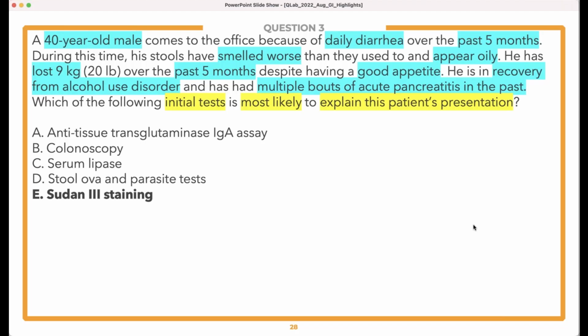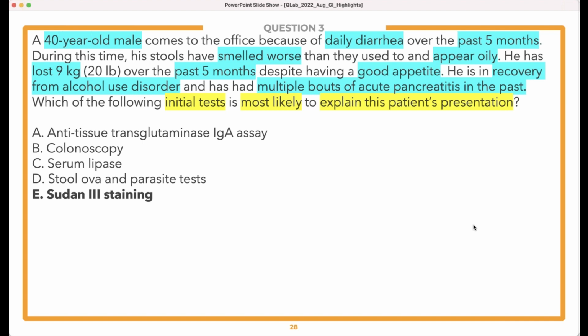So what is going on here? Well, we were told that this patient is having some issues with diarrhea and also steatorrhea, because of the oily stools. So that tells us that this patient is not absorbing fat. And what in this patient's history might be the cause of that? And that is, as told, probably the excessive alcohol use and the multiple bouts of acute pancreatitis. And this can cause your pancreas to not work well, pancreatic insufficiency.